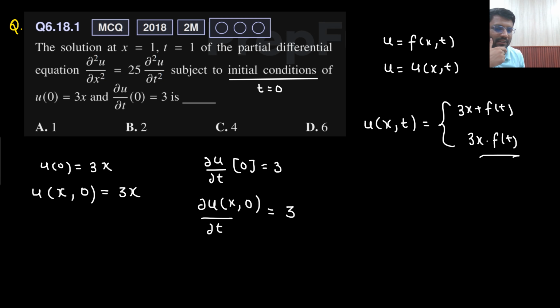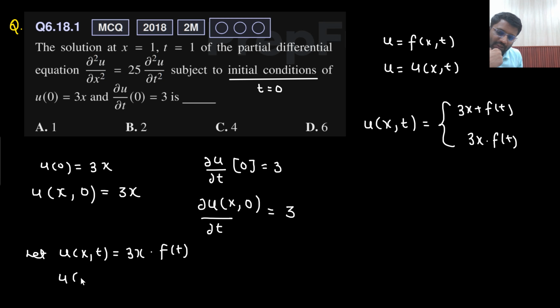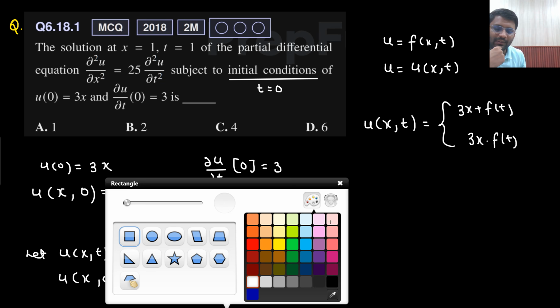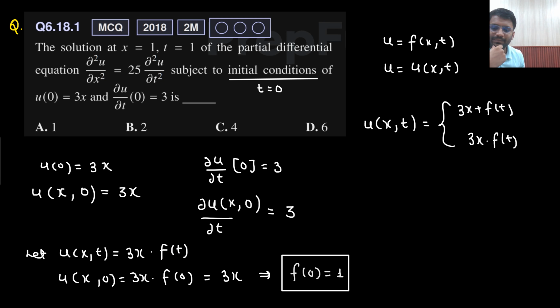So let's take this case first. Let u of x comma t be 3x times f of t. With the given condition, in place of t you put 0. That should be equal to 3x. So from here you are getting that my f of 0 will be 1. Till this point there is no issue. f of 0 would be 1.